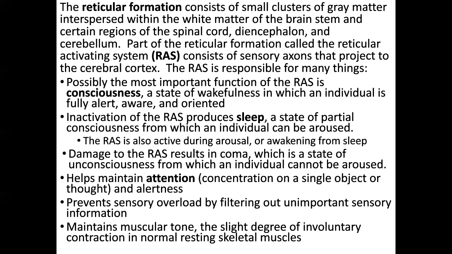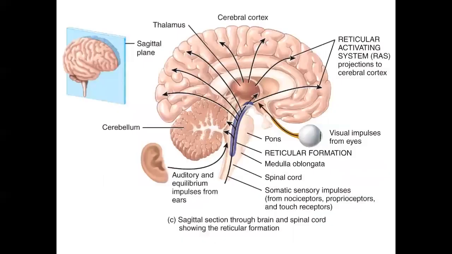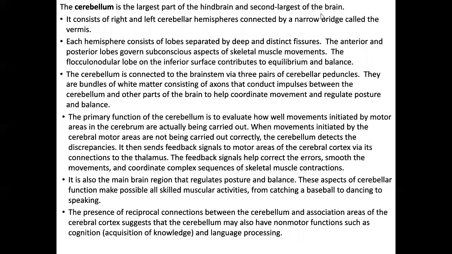And then finally, the RAS also helps with maintaining muscular tone, which I mentioned earlier, the slight degree of involuntary contraction in normal resting skeletal muscles. So the illustration here shows the interaction between the different parts of the reticular formation, where they're at, and how it's basically connected to everything, especially things like our cerebral cortex. Okay, moving on from the brainstem, we can now talk about the cerebellum.